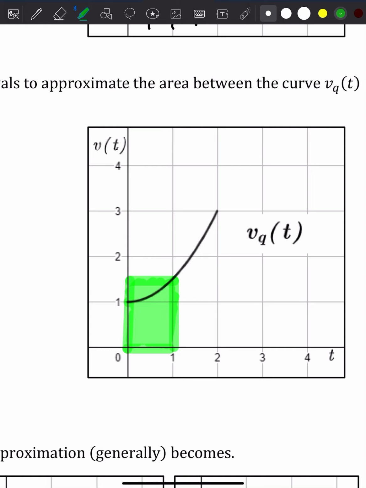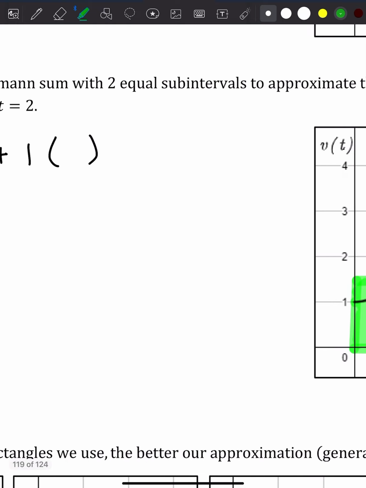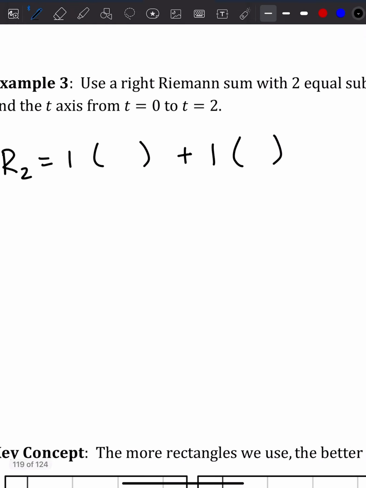So our y value here is 1.5. So I'm going to go ahead and put that in. So 1.5. And this is that first rectangle.